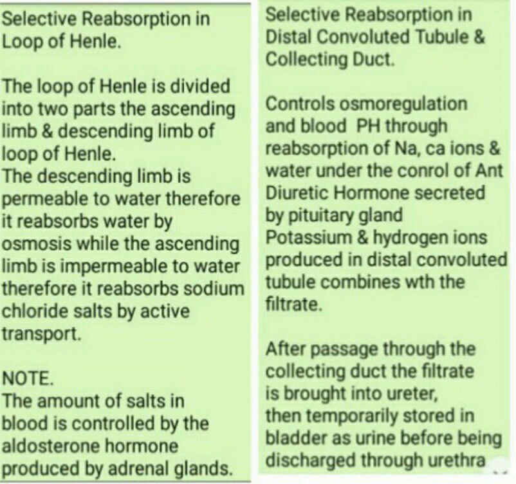For maximum efficiency, the distal convoluted tubule is long, which increases the surface area for maximum reabsorption, but also there is some secretion of potassium and hydrogen ions in these tubules, which combine with the filtrate to form urine.